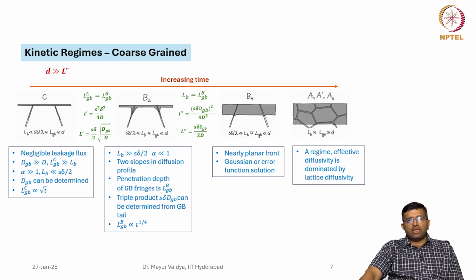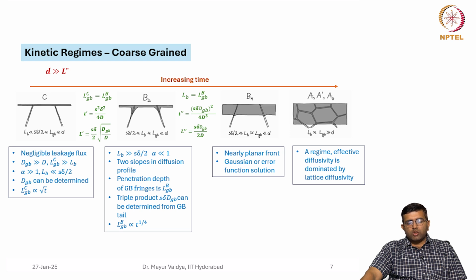Now, with the increasing time, this changes to a B2 regime. Because the time increases, what happens is that LB becomes greater than S delta by 2. So, this inequality has changed. As you increase the time, more and more bulk diffusion can happen, and LB becomes greater than S delta by 2. It still is less than LGB, and still LGB is less than D.